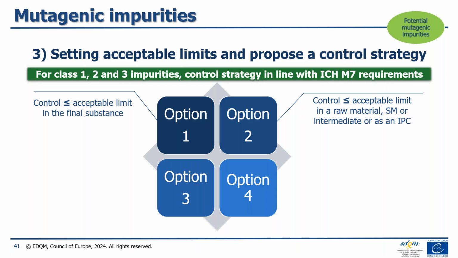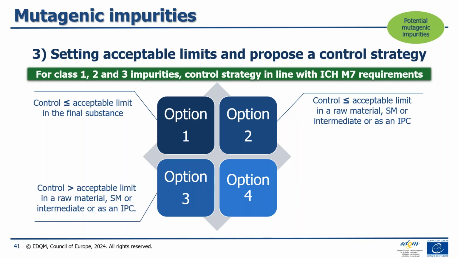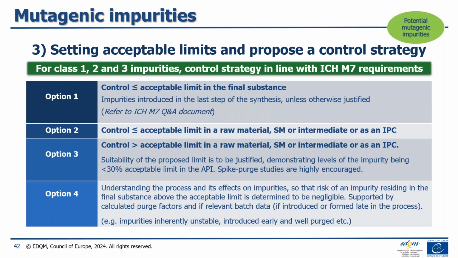Then you have option 2, which refers to a control which is set at or below the acceptable limits, but elsewhere in a relevant material, such as starting material, intermediate, and so forth. You have option 3, which refers to a control which is set above the acceptable limits in a relevant material. Or you have option 4, which refers to the absence of control, which is based on process understanding. So a little bit more details about those options. So for example, option 1 would be expected for impurities which are introduced or formed in the last synthetic step of your process, unless otherwise justified. So in this case, you may refer to the question and answer document.